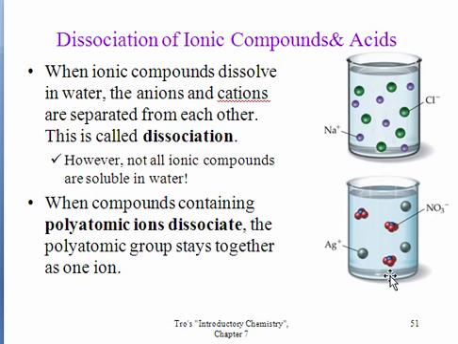Here's silver nitrate dissolved in water. Each silver cation is surrounded by water molecules, and each nitrate anion is surrounded by water molecules. Again, this process where an ionic compound or an acid breaks apart into its ions is known as dissociation.